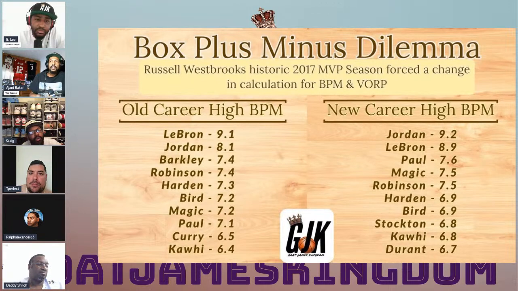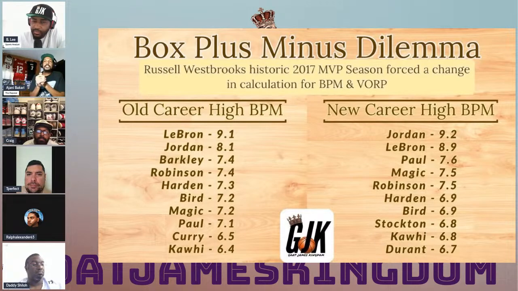Then it was LeBron. Yeah, I think Joker passed them last year, right? Yeah, Joker passed them last season in the regular season. So Jordan ended up jumping LeBron after they switched the calculations. Then it was LeBron, Chris Paul, Magic, David Robinson, Harden, Bird, Stockton jumps in there, Kawhi, and Kevin Durant. So Barkley gets knocked out, and it changes everything. All of a sudden, Jordan gets knocked up.